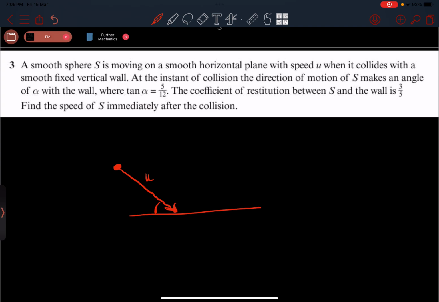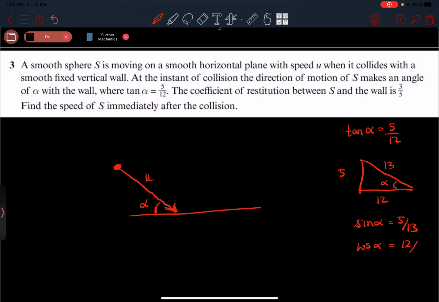So we know that the angle is alpha, and we know that tan of alpha is 5 over 12. So if tan of alpha is 5 over 12, we can make alpha, this is 5, this is 12, and we know this is 13. So we can then figure out sine alpha is 5 over 13 and cos alpha is 12 over 13.